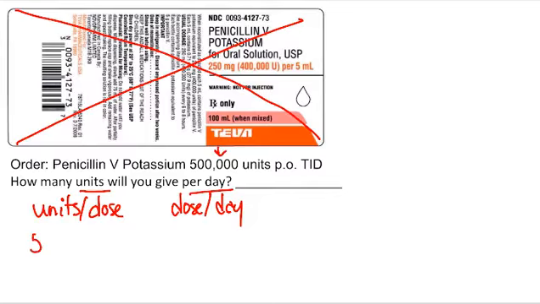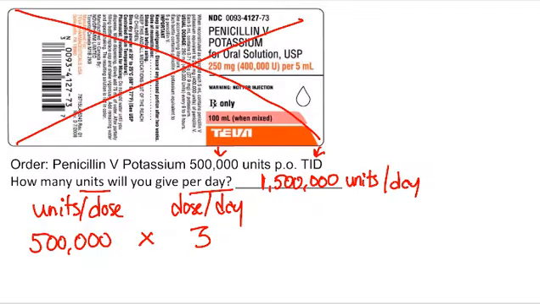My doctor wants 500,000 units. And how many doses per day? TID, I know that means 3 times a day. So 3 doses per day. So I'm going to multiply these together. I'm going to go to my calculator and type in all those zeros very carefully to make sure I put 500,000, and I'm going to multiply that by 3, and I get 1,500,000. So I'm going to write 1,500,000 units per day.